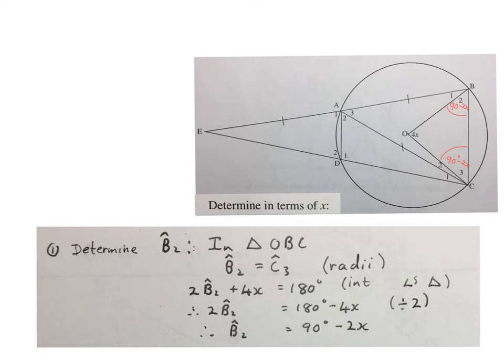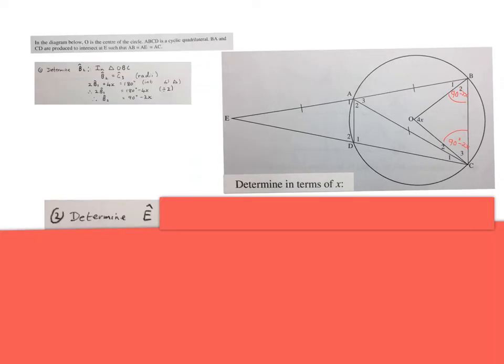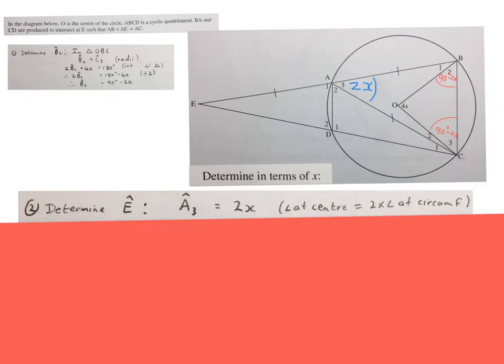I also then like to write this size in where it belongs. Remember they said determine in terms of x. They said next determine the size of angle E, angle over there. We could then write angle A3 is equal to 2x. Angle at center is 2 times angle at circumference. We know that the angle over there is twice as big as the angle over there for that reason. And we write it in on the sketch.